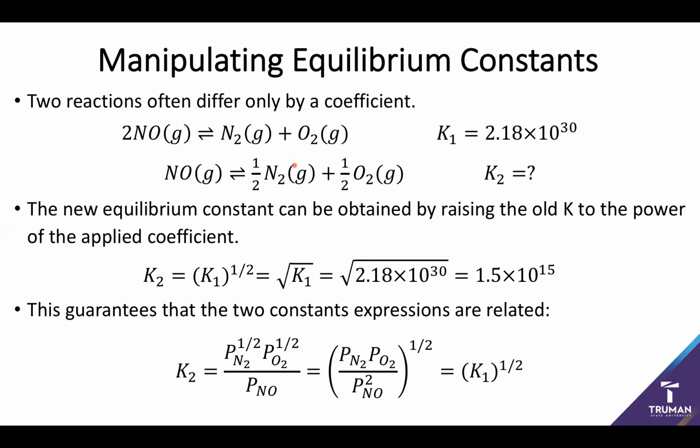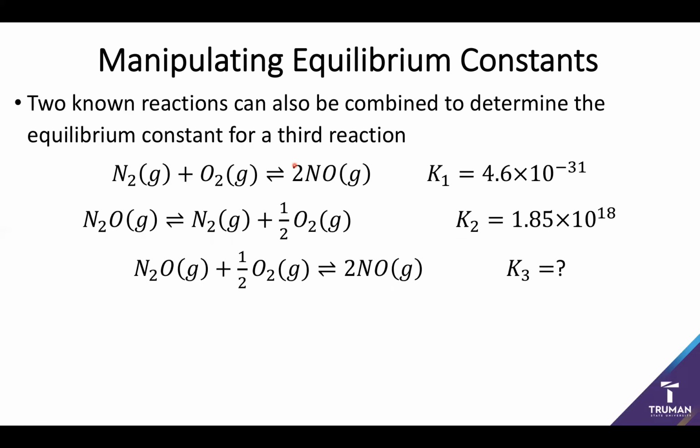Now, the last major manipulation we have is if I'm trying to combine 2 known reactions to make a third reaction. So let's go ahead and say I want to combine the reaction of nitrogen and oxygen to make nitrous oxide with N2O breaking apart into nitrogen and oxygen. If I combine these 2 reactions, we're going to note that the 2 nitrogens end up canceling out, and I cancel out 1/2 of the oxygen. And this generates this third reaction.